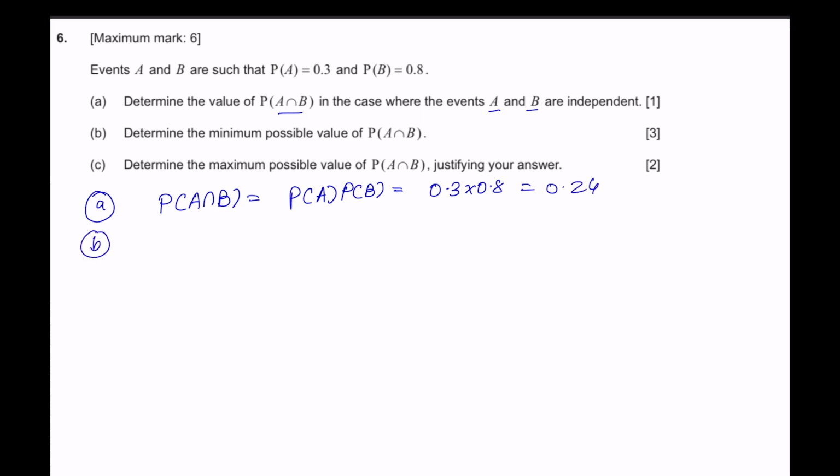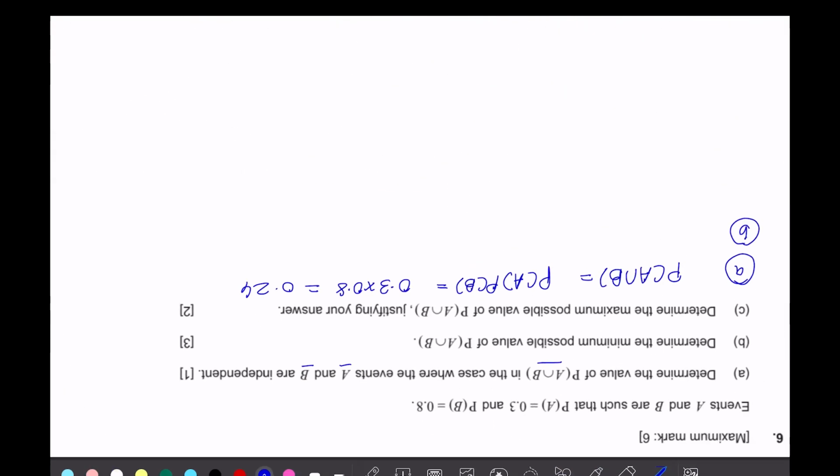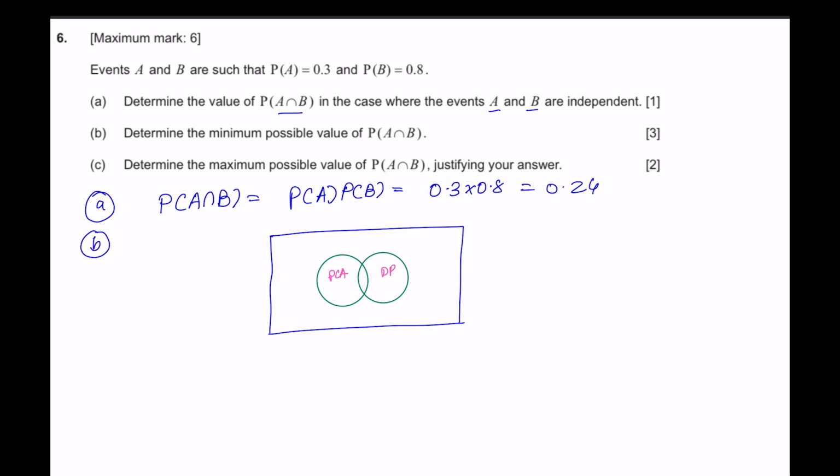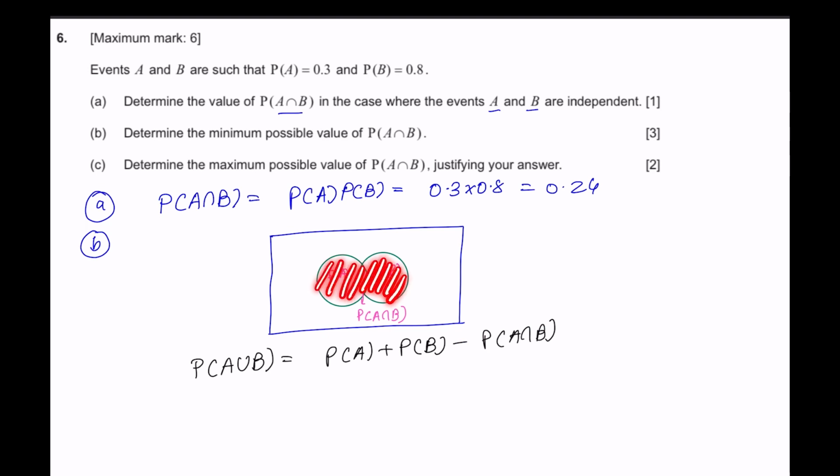Now part B. In part B, we have to find the minimum possible value of P of A intersection B. Now to find this, we can use a Venn diagram. So this is A, this is B. Right? This is P(A), this is P(B), and this section is P of A intersection B. So P of A union B can be written as P(A) plus P(B) minus P of A intersection B. Okay, so P of A union B is this entire section.